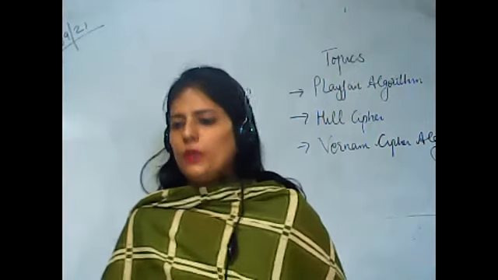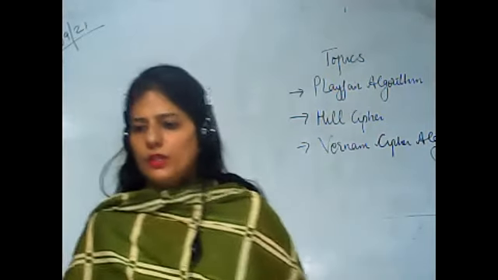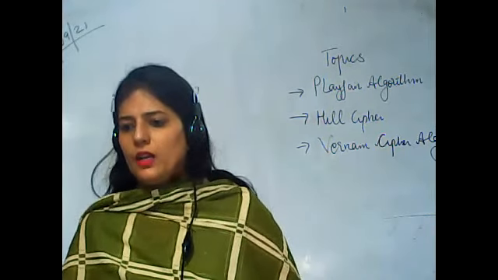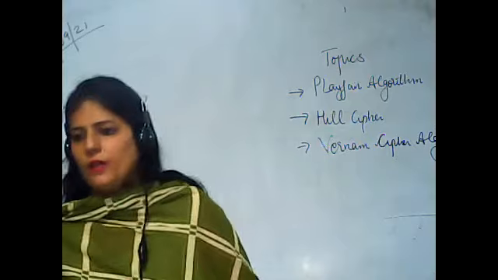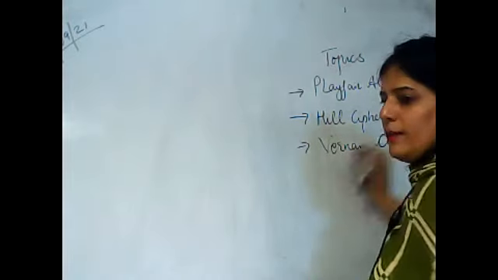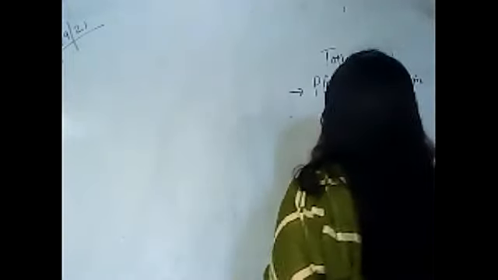In today's session, we will start some of the important algorithms that we may use when we need to encrypt a particular data while transmitting on the network. These are the three algorithms that we will discuss. One is the Playfair algorithm, second is the Hill Cipher, and the third is the Vernam Cipher algorithm. The very first algorithm is the Playfair Cipher algorithm. We will discuss them one by one.